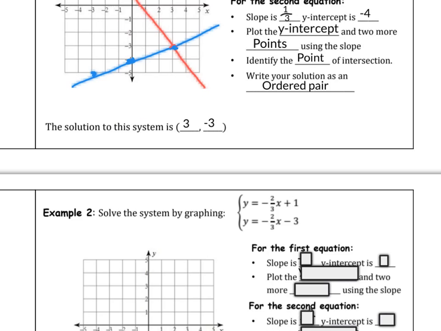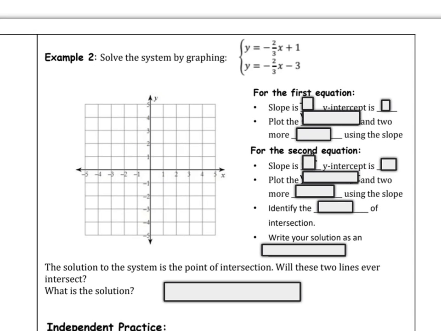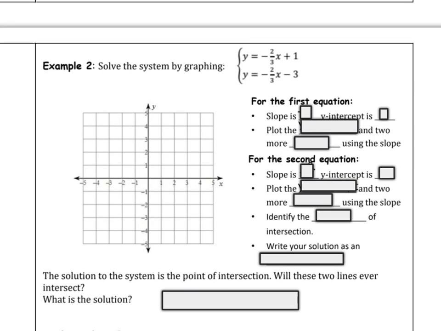Moving on to our second example. We're also going to be solving this system by graphing, and we're going to do those same steps. First, we want to find the slope of the first equation. That looks like it's negative 2/3. We also have our y-intercept, which looks like it's a positive 1. First, we're going to start by plotting the y-intercept. That's where it crosses the y-axis at 1. That's our y-intercept.